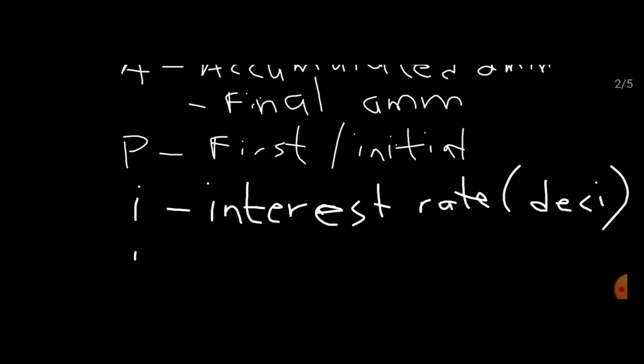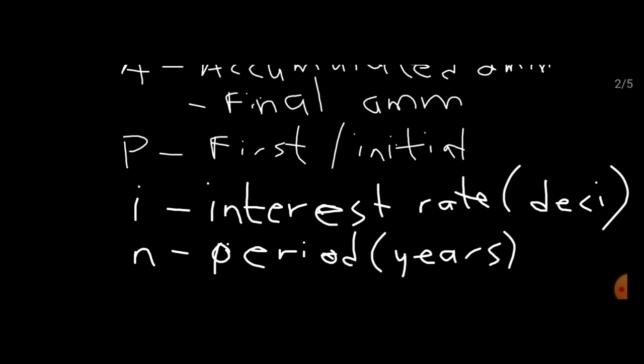Okay? Then we have the N, the period or the number of years. The period of the loan or the investment, whatever it is, is always needed in years. So if they give you months, you must convert it to years. How? By dividing by 12.